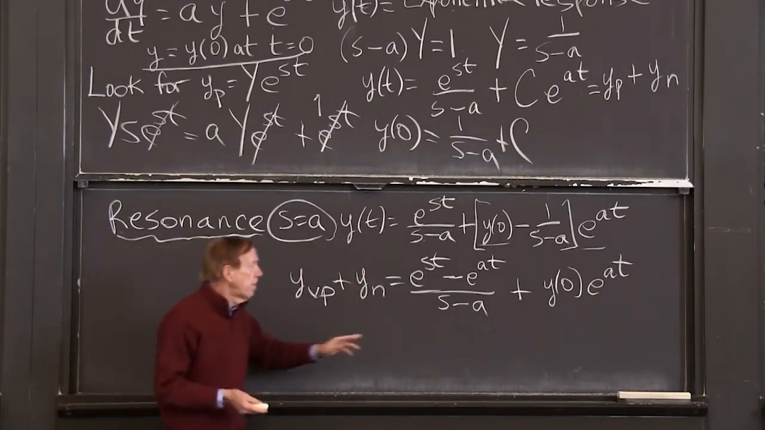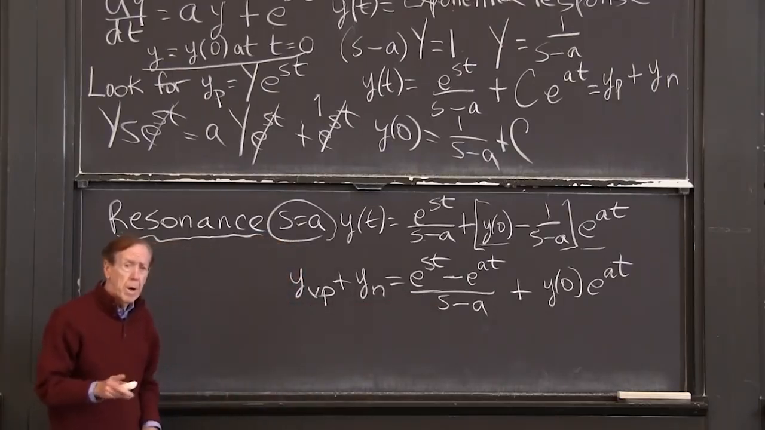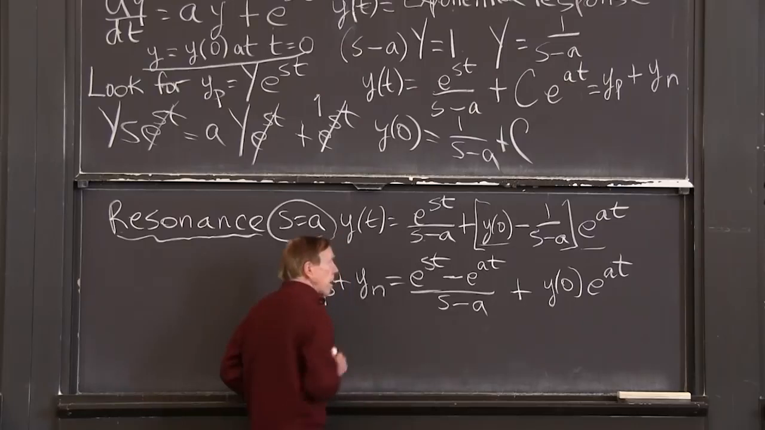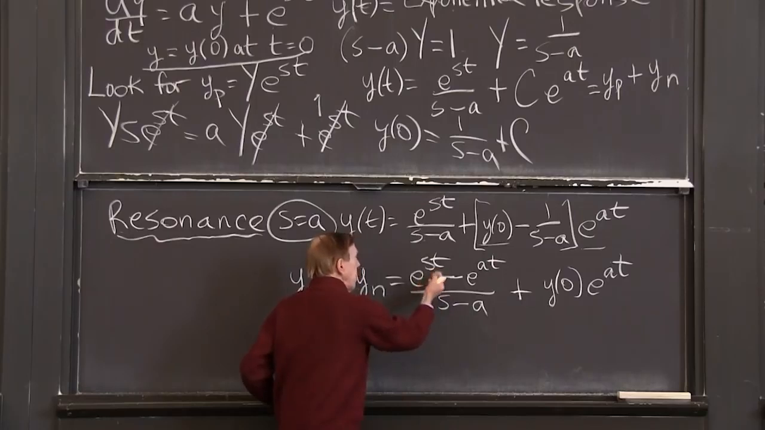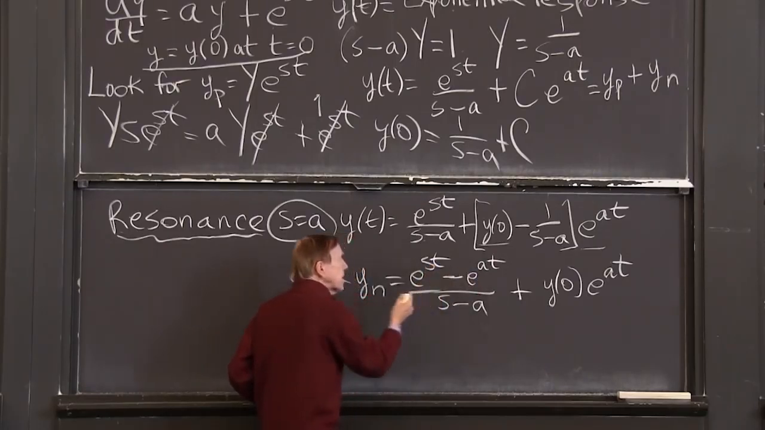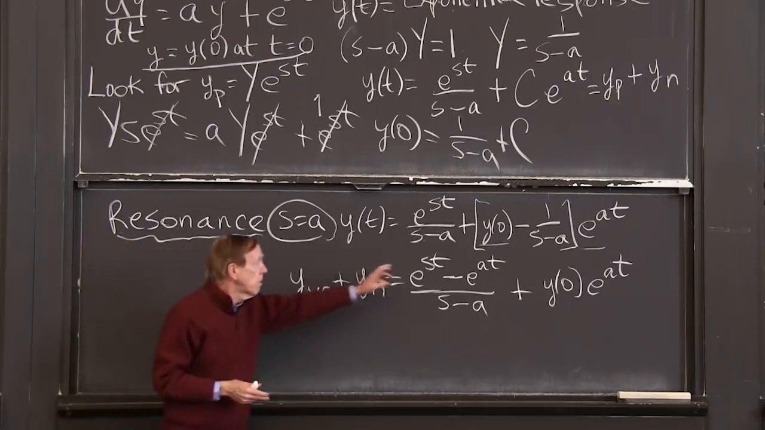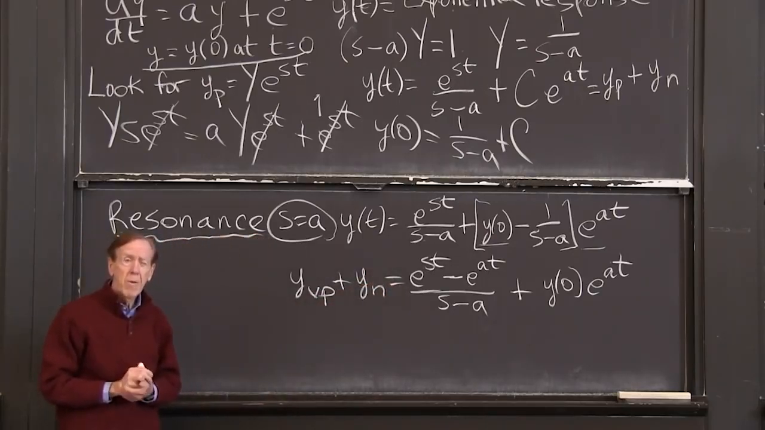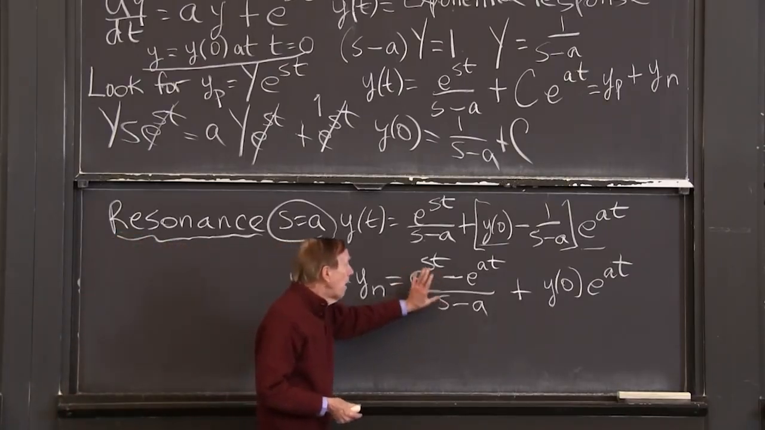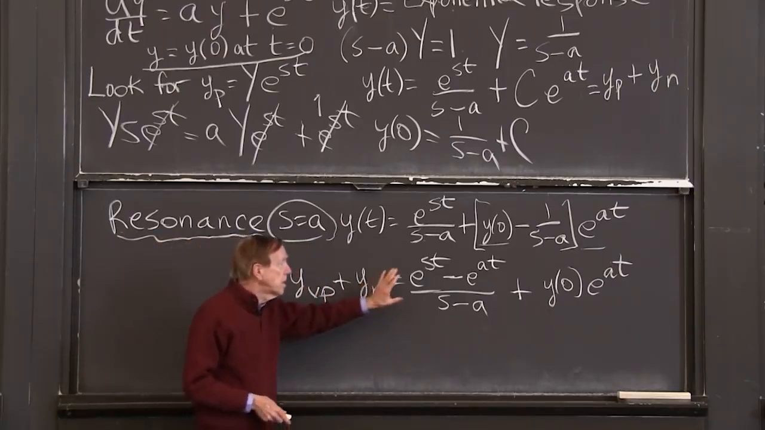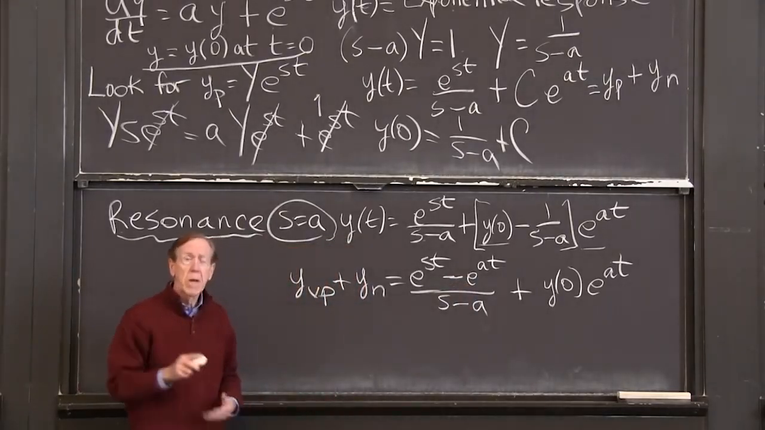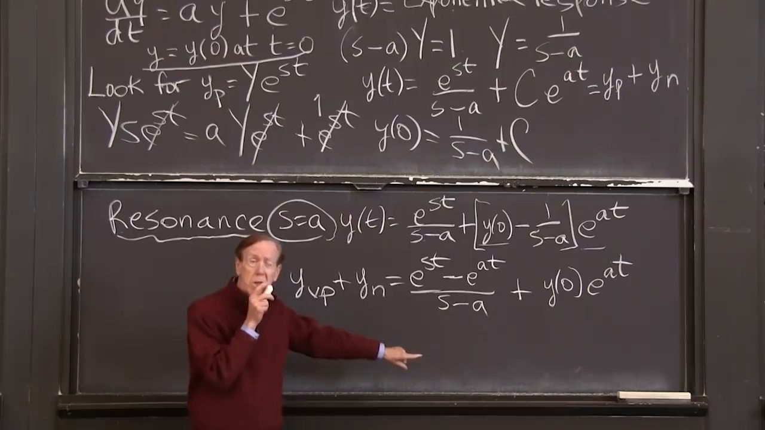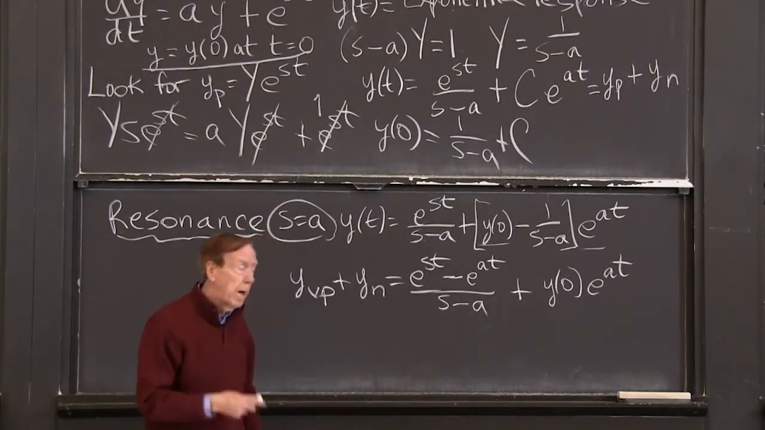Well, you might say it's infinite because I'm dividing by 0. But notice the part above is also 0. If s equals a, this is e to the st minus e to the at. Those are the same. So I have a 0 over 0 situation. My formula is breaking down, but it isn't dying. It just needs more thinking. In the case of resonance, I have to understand what this is when s equals a. Let me tell you what it is, and then show you why.